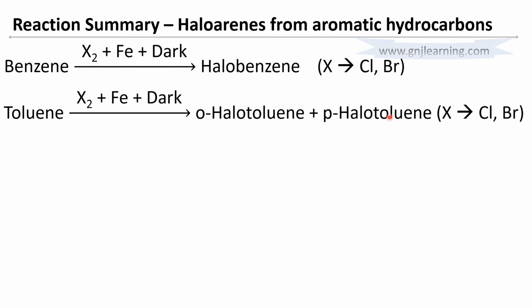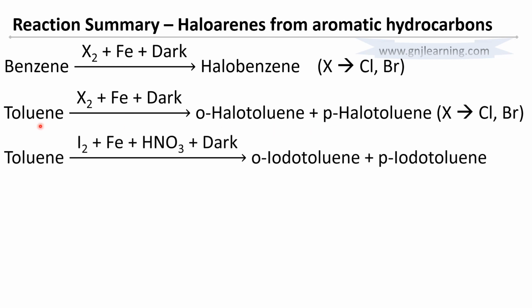Clear. In the first case, it is halobenzene that I am initially getting. Later you will see that if I keep this reaction for some more time, you will get additional products, which we will see later. For toluene, I will get two products, ortho-halotoluene and para-halotoluene, and para will be the major product and can be separated by the difference in their melting points. Clear. Why are these ortho and para directing? Because they are the electrophilic centers for toluene.